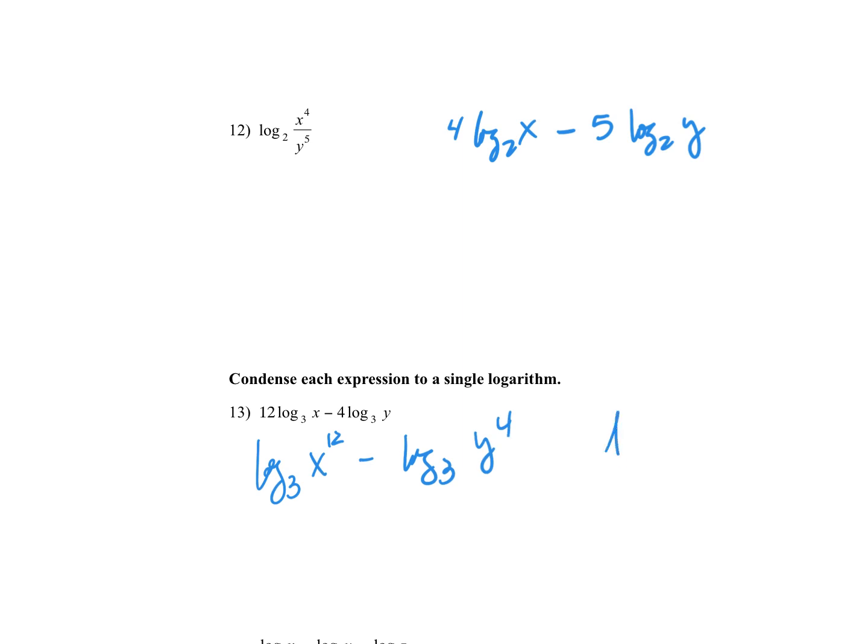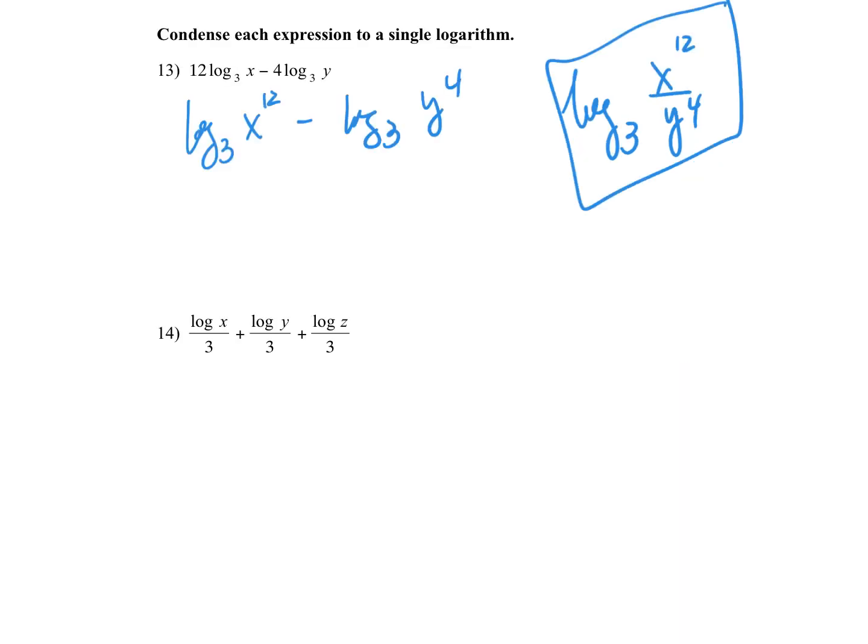And when you condense, you change it into one log base 3, and it'll be x to the 12th over y to the 4th. And that is your condensed answer. Number 14, I remember having on the test.